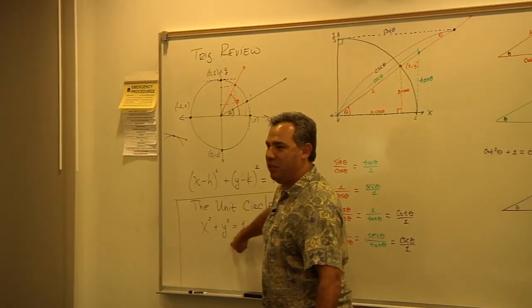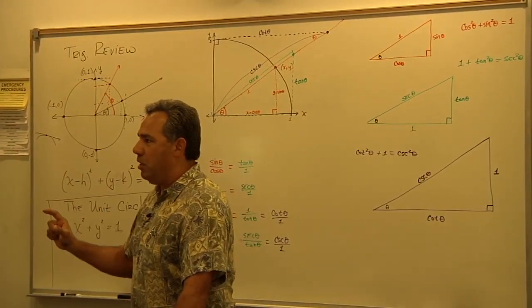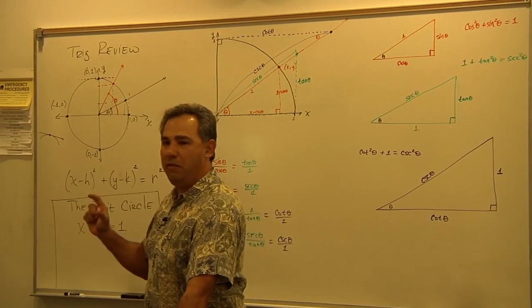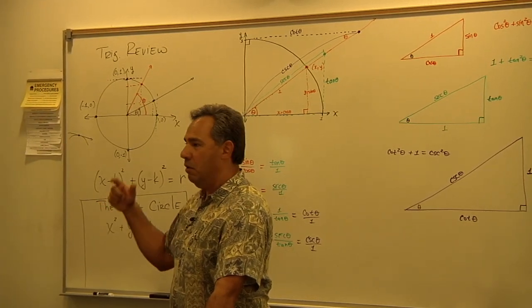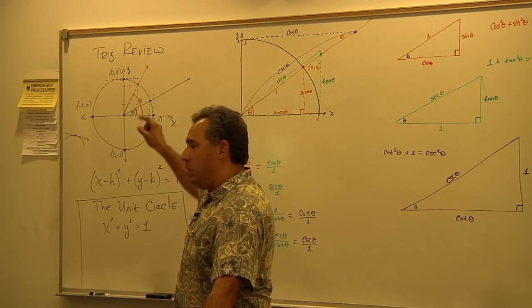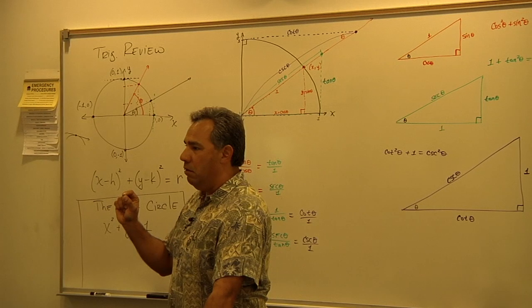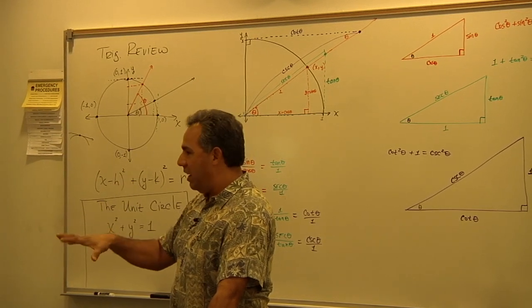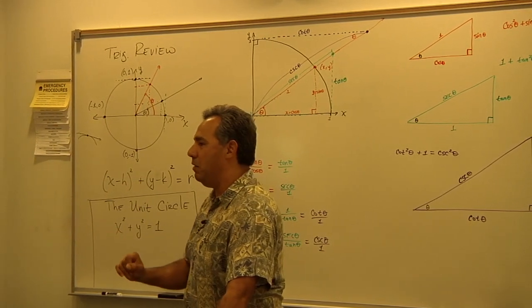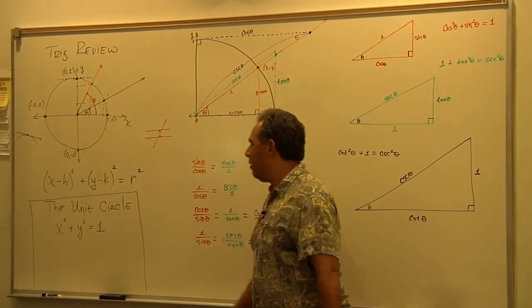Cosine. Y represents the sine function. So whenever the x coordinate is positive, the graph of the cosine must be what? Positive, right? Whenever the y coordinate is positive, the graph of the sine has to be positive. And now that takes us back to here, and this is how you understand your graphs.